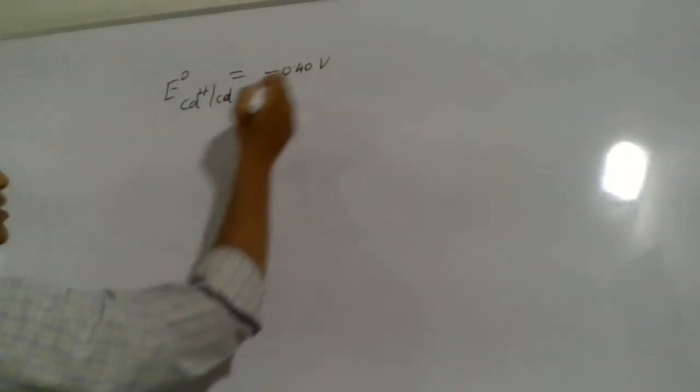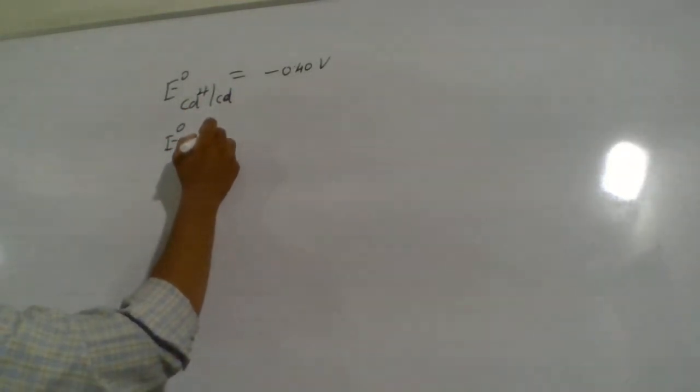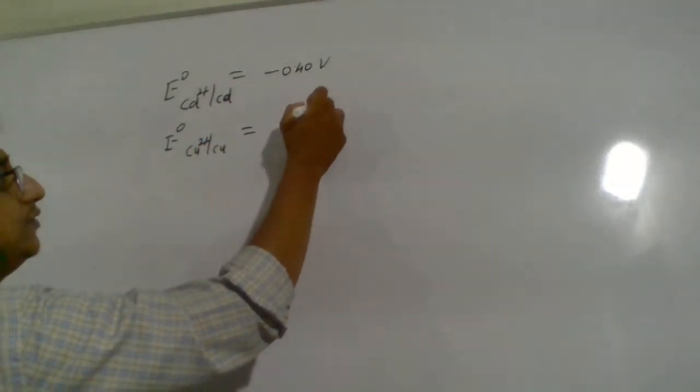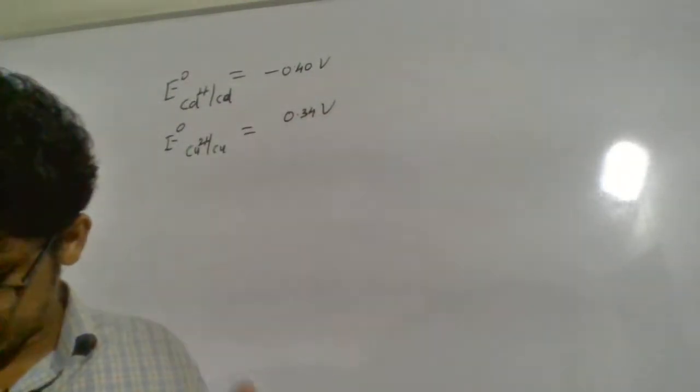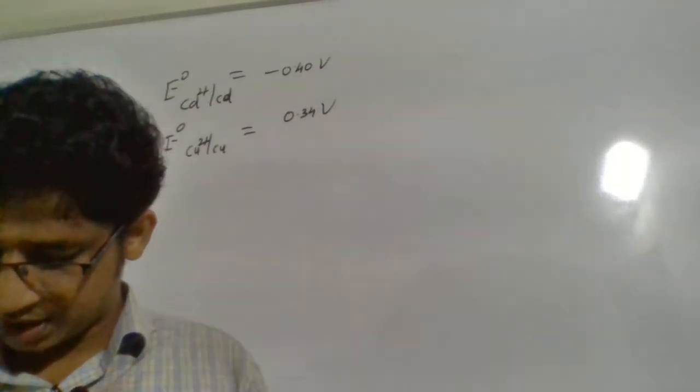Let us do one more. Here E0 of Cd2+/Cd, cadmium, is given. It is minus 0.40. E0 of copper is given, which is equal to 0.34 volt. So that is the standard reduction potential value of cadmium and copper.